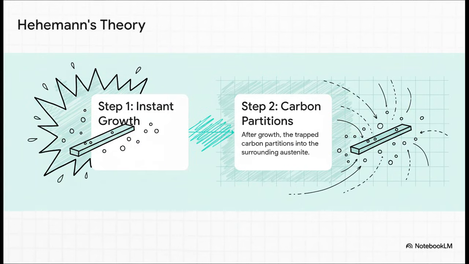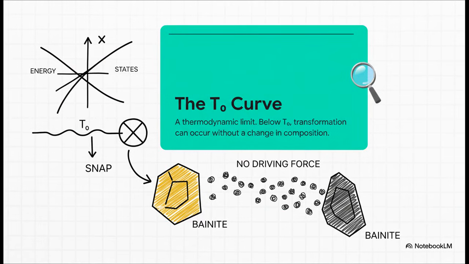So the leading theory, which was first proposed by a scientist named Hegeman, is actually pretty clever. He suggested it's a two-step process. First, a plate of bainite just snaps into existence, completely diffusionless, trapping a ton of carbon atoms inside. And then only after that super fast growth does the trapped carbon start to leak out into the metal around it. And here is the absolute key to the whole thing, a concept called the T0 curve.